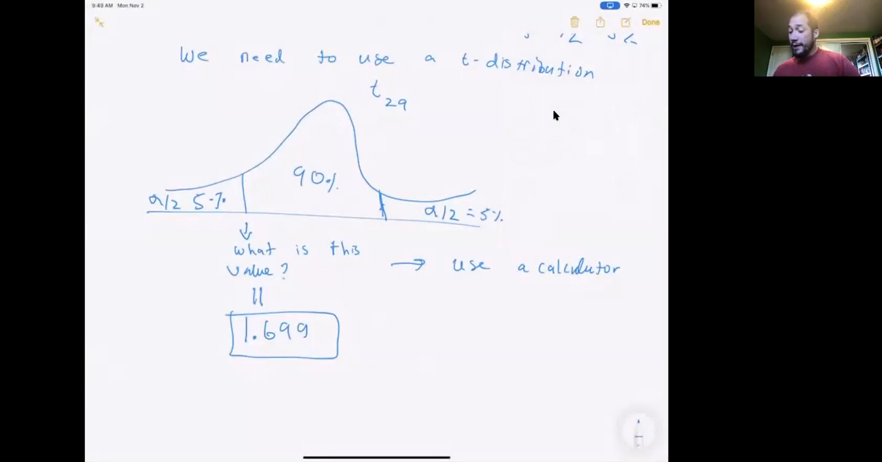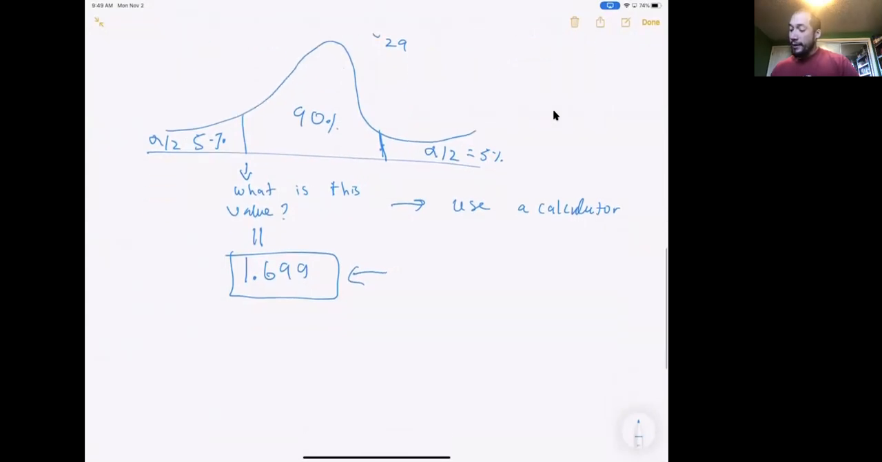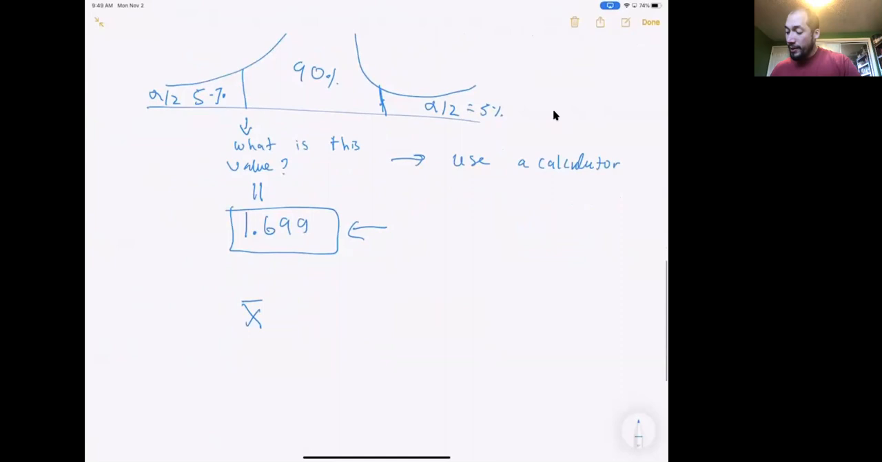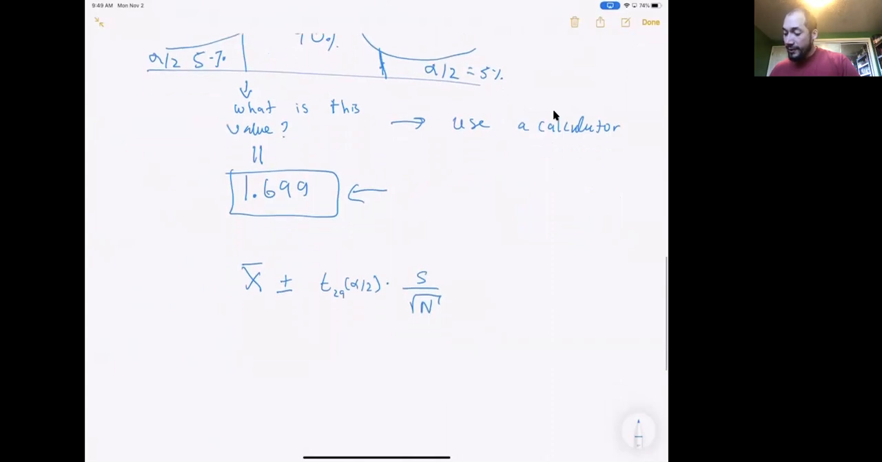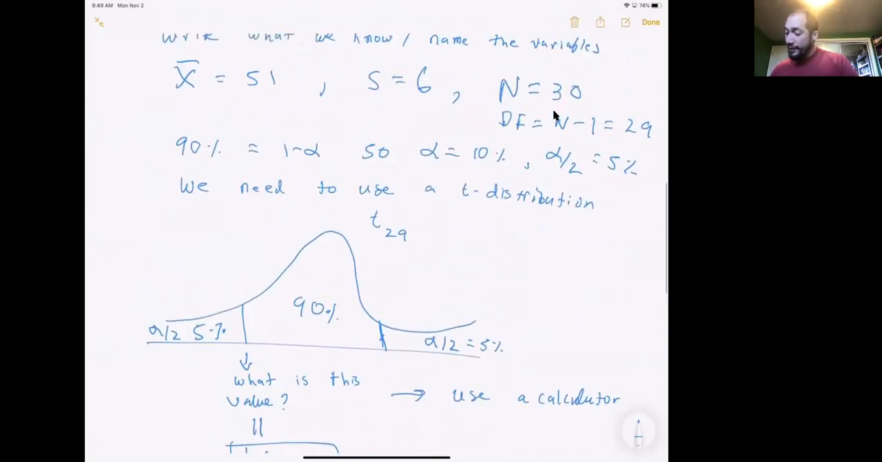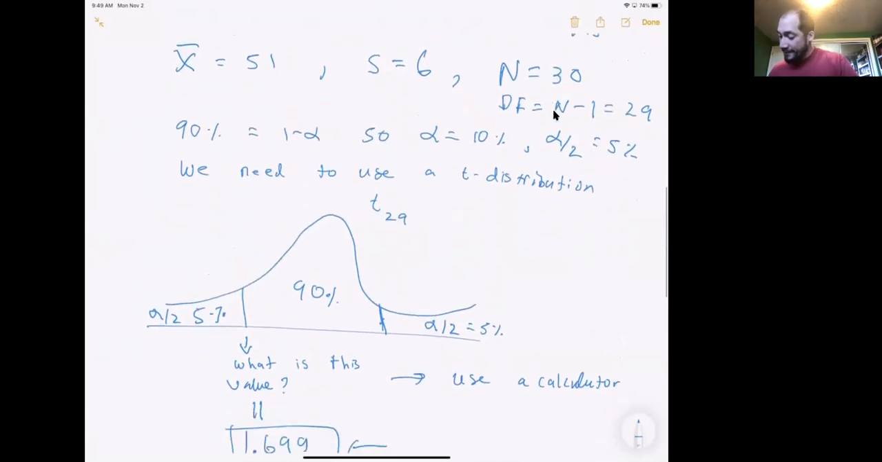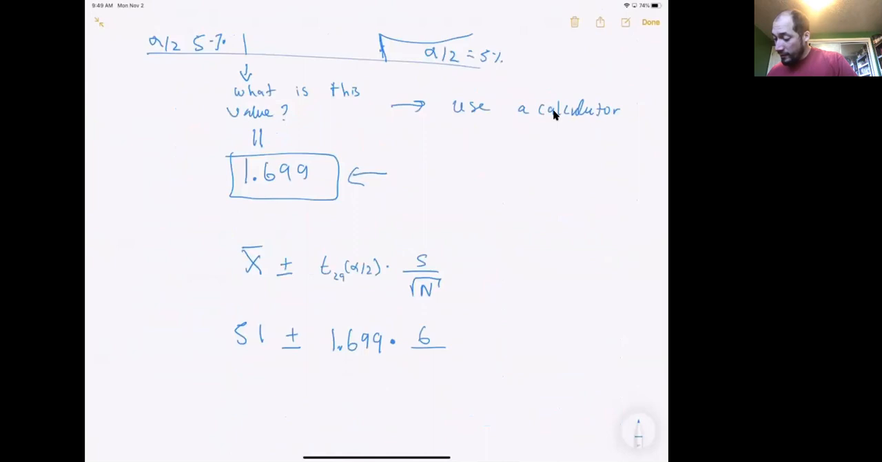Okay, and so this is the value we needed from the calculator, this 1.699 right here. So now we know all the information. We know x bar, we know t with 29 degrees of freedom and alpha over 2, times s over root n. So now all we have to do is plug this in. x bar is 51 plus or minus 1.699 times s, and s we have is 6, over root 30. Just give me a quick minute and I'll do this calculation for us.